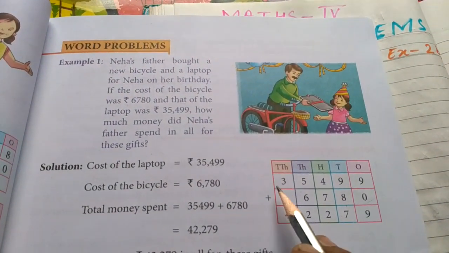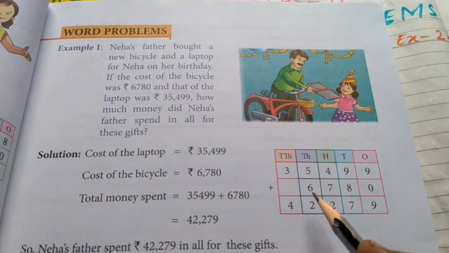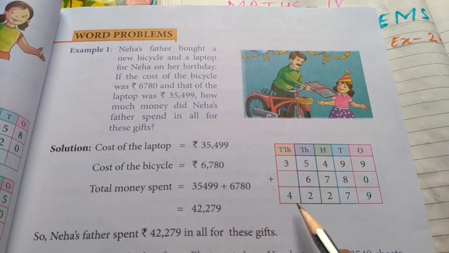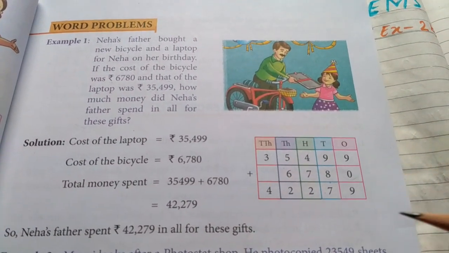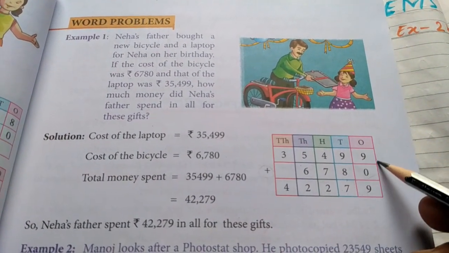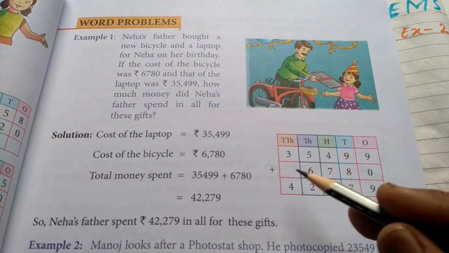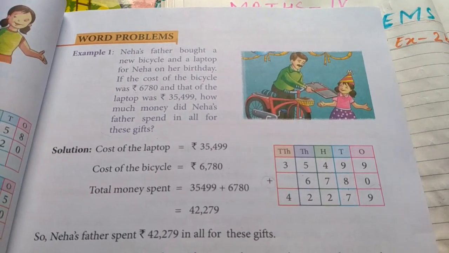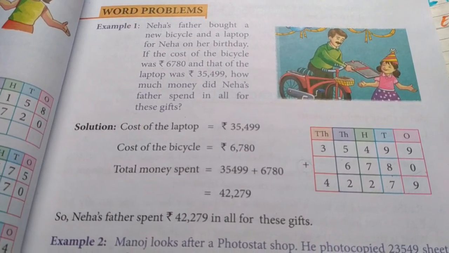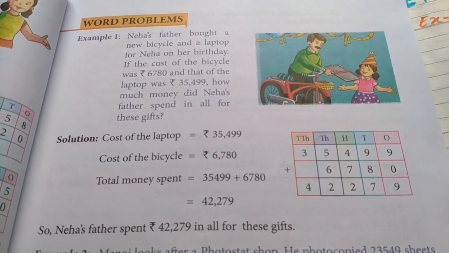So it is 35,499 and the cost of the bicycle is 6,780. To find out the total money spent, we have to add it up. We have to add both these addends. Then only the total cost will come out, right? How else will we find out the total cost, that how much total money her daddy has spent on purchasing these birthday gifts?